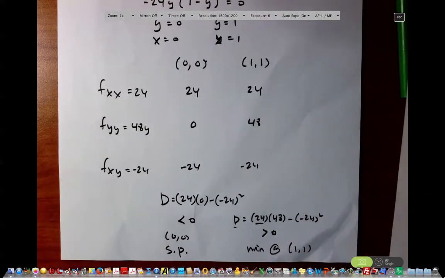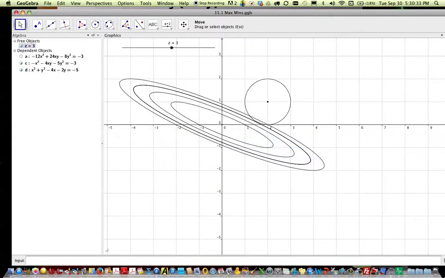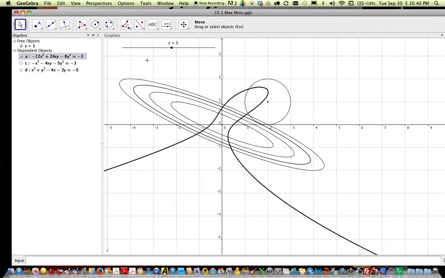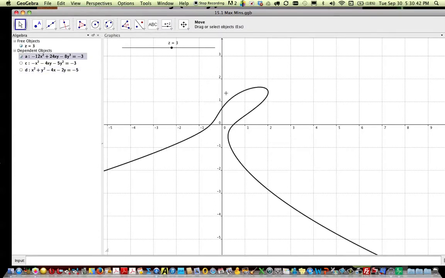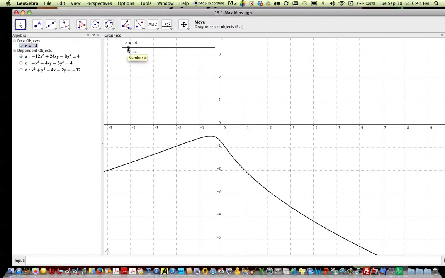Okay, so let's see if that corresponds to what we can do with technology. All right, so let me get these shut off, turn this one on, clear that mess. All right, and so this is the contour of that function that we just looked at. It's 12x squared minus 24xy plus 8y to the third. And if we increase the contours, you can see there's z equals -5, -4, -3, and you start to see that circle show up at 1, 1.